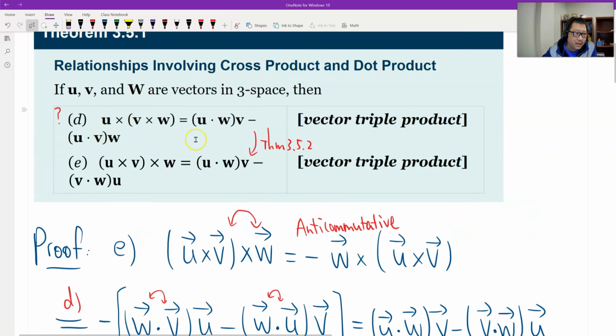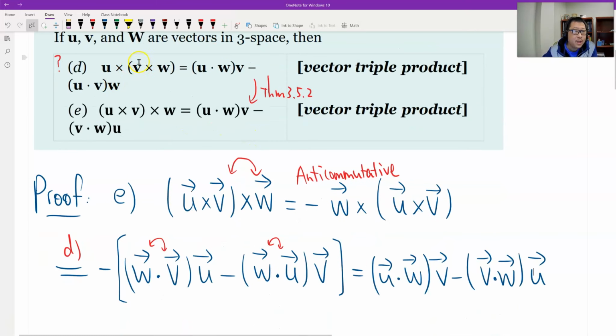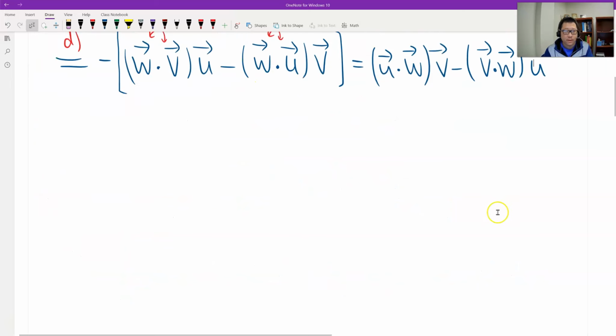Now let's verify D. It's a long calculation. Both sides are complicated, so we use this strategy: I work on the left toward the right, and I also work on the right toward the left. Therefore, they will meet in the middle. So we calculate this first, and then U cross.